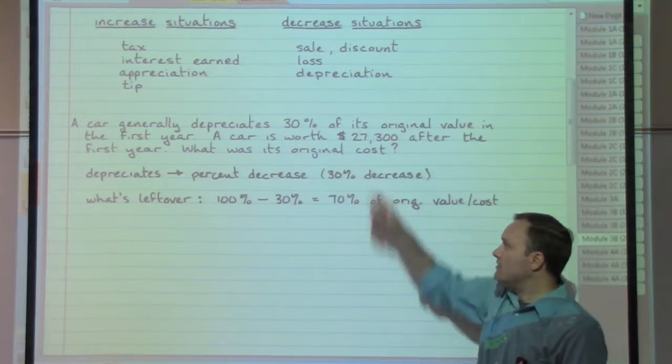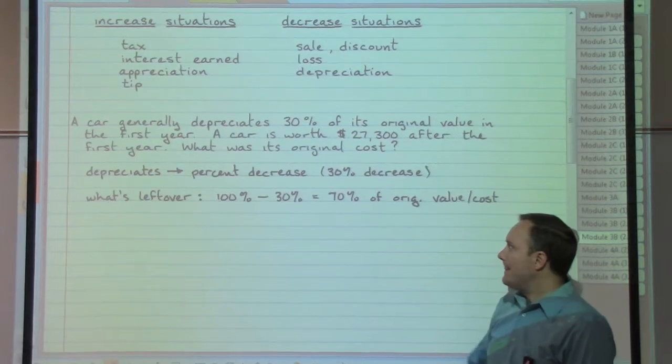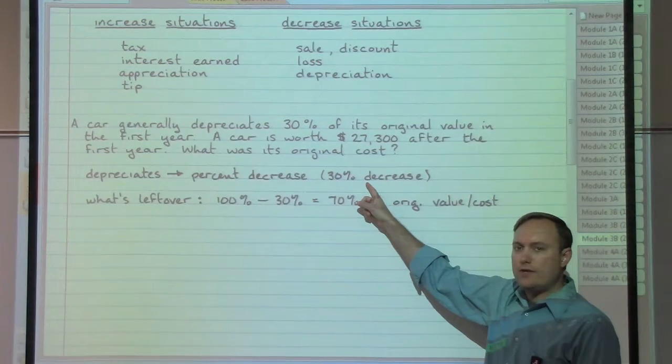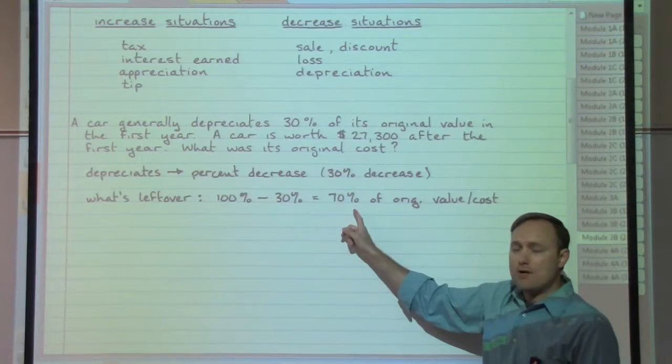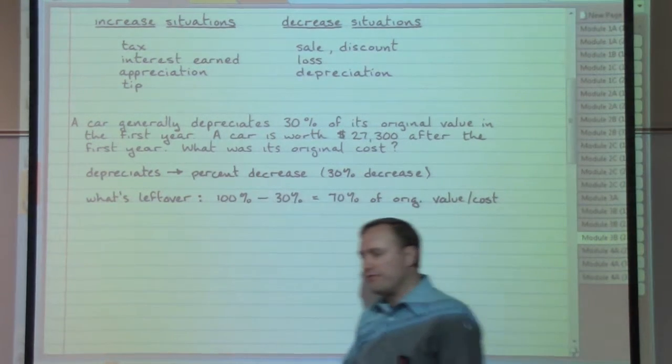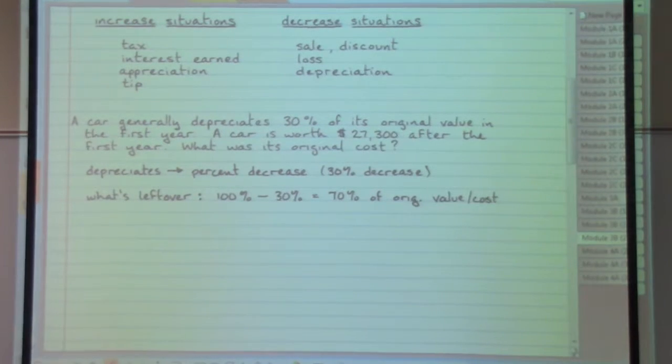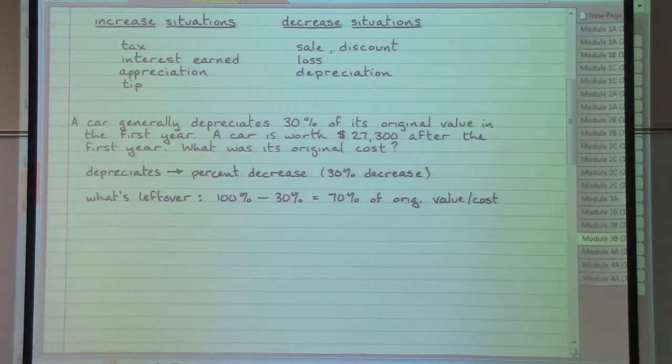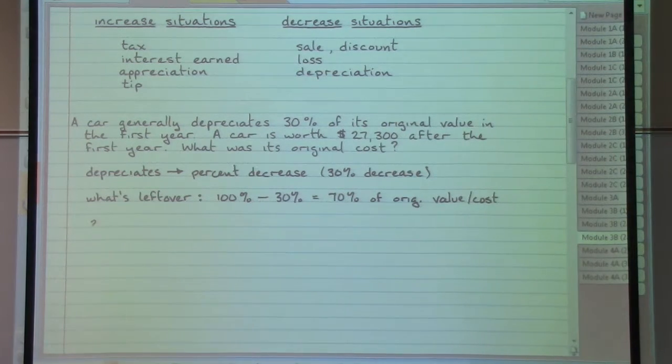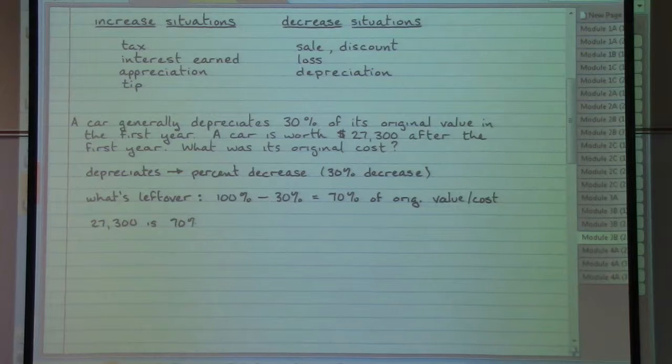Value, $27,300. That money amount does not connect with the 30% decrease. That money amount connects with the 70% of the original value. So what we can do is create this very simple statement that says the $27,300 is 70% of the original cost. And we can now choose to work that through.